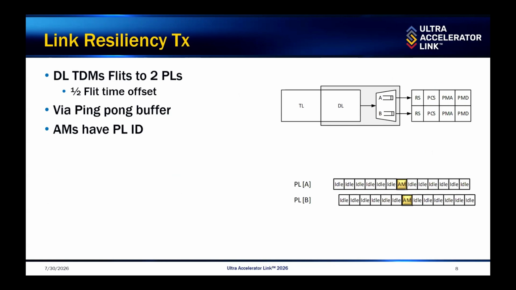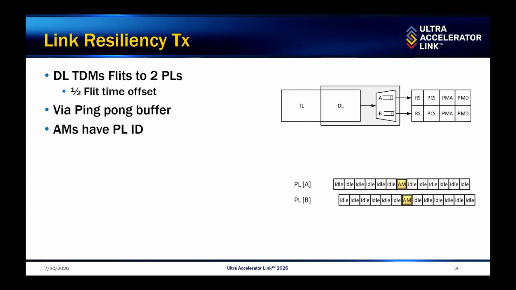And right just before you transmit out those DL flits, there's a ping pong buffer. So basically, we're doing flit interleaving on the transmit side. And also notice that we have a half flit time offset. And the reason for that is just to minimize the latency in this ping pong buffer in the transmit. It basically adds about a half flit time of latency with this mechanism. And if you had them synchronized, it would add more.